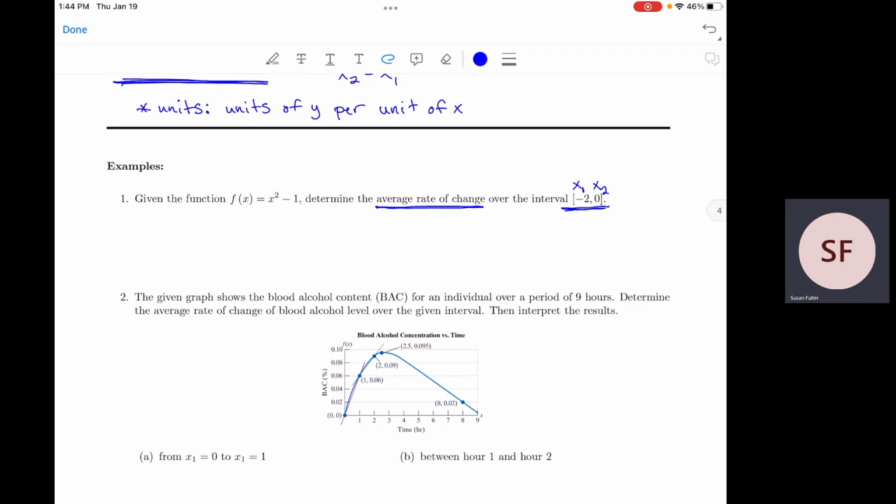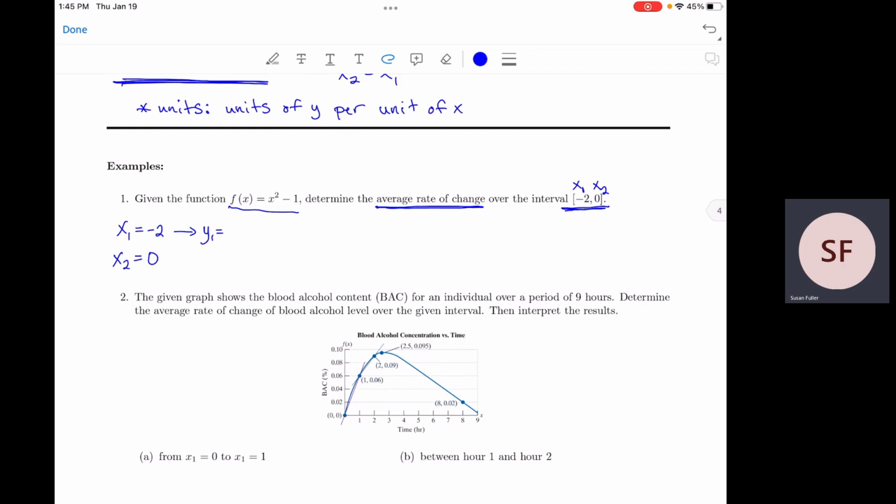Okay, so we want the average slope of this function from x1 equals -2 to x2 equals 0. Okay, so I know that x1 equals -2 and x2 equals 0. Now to find my slope, I need y1 and y2. So we got to figure out how to get y1 and y2. Okay, so x1 is -2.